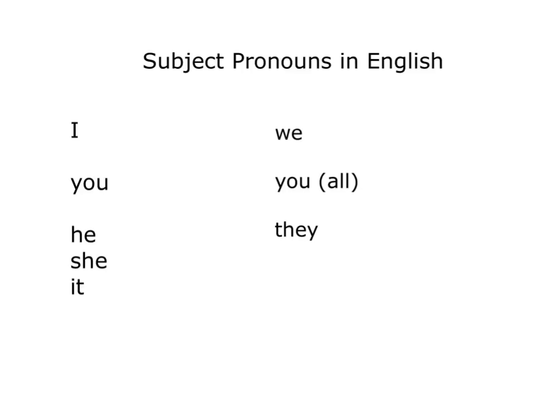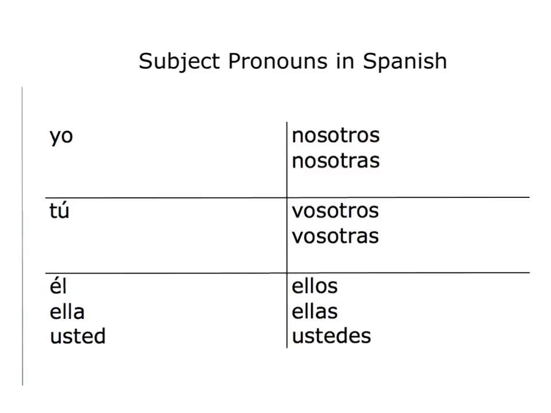We have subject pronouns in English. The subject of a sentence is just the person or the thing who's doing something in a sentence. And here's how we set them up in English. I, you, he, she, and it, we, you, which is really you all, and they. There are equivalents in Spanish too. This is what the subject pronouns look like in Spanish.